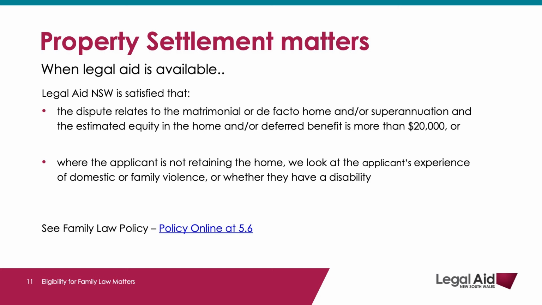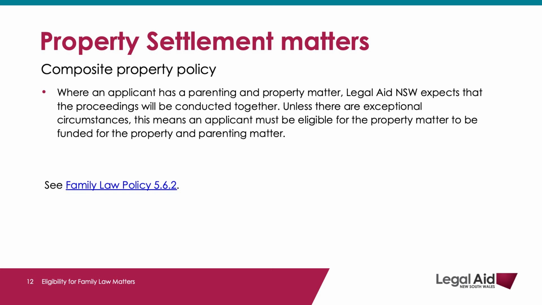On slide 11, you will see a link to the family law policies at 5.6, which set out the property settlement policies in detail. We also have a composite property policy, and this is where an applicant has a parenting and a property matter. Legal aid expects that the proceedings will be conducted together. So, unless there are exceptional circumstances, this means an applicant must be eligible for their property matter to be funded for the property and the parenting matters. This policy is set at 5.6.2.